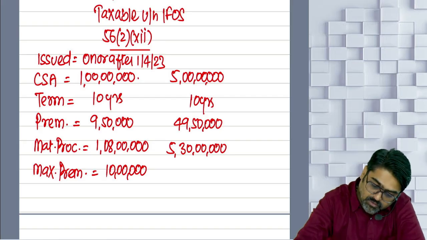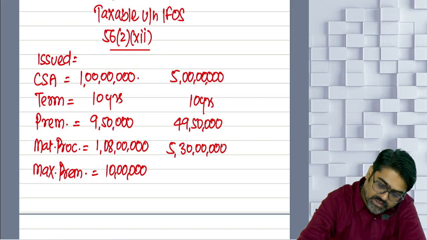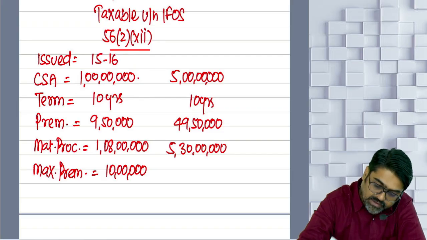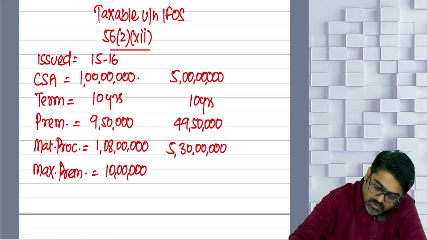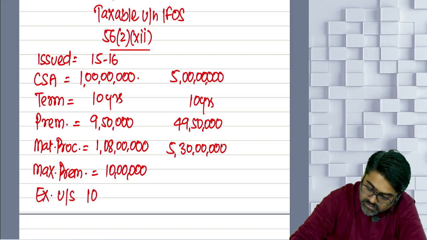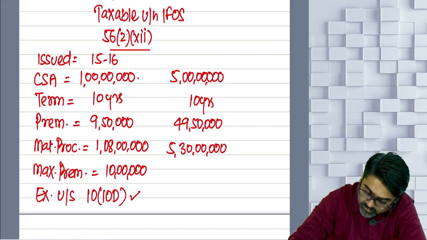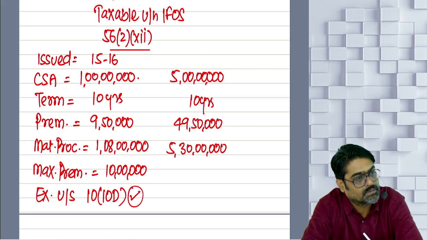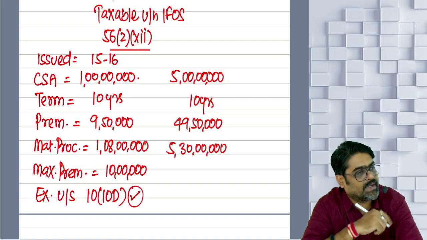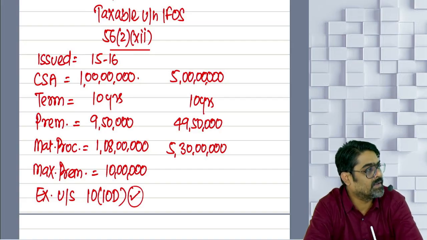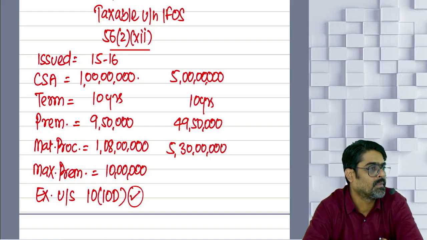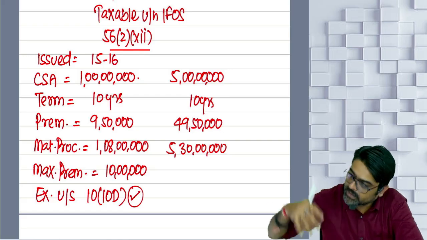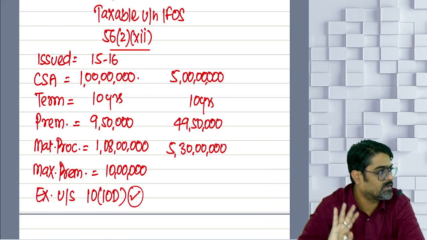For example, this policy was taken in 2015-16. Then, sir, these maturity proceeds now: maturity proceeds exempt under section 10(10D). Fully exempt. Why? Sir, the yearly premium is within the range of 10%, and there was no maximum monetary limit at that time. Understanding? So the entire 1 crore 8 lakh will be fully exempt whenever it is received.